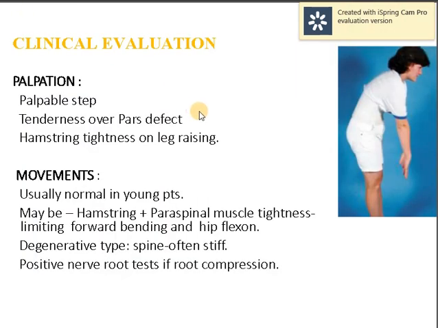Then the clinical evaluation on palpation: palpable step and tenderness over the pars defect, and hamstring tightness on leg raising will be found. Movements usually will be normal in young patients, but there may be hamstring plus paraspinal muscle tightness. Limited forward bending and hip flexion can be seen. In the degenerative type, often the spine is very stiff. Nerve root tests are positive if root compression is there.